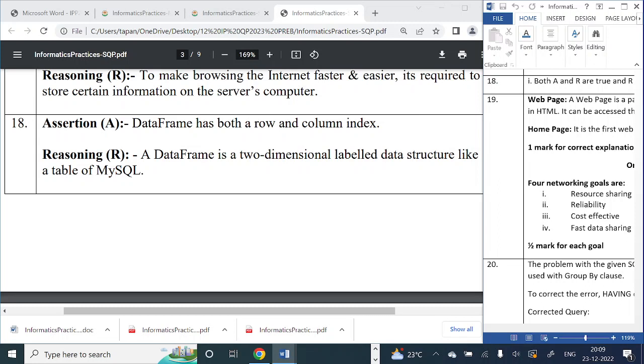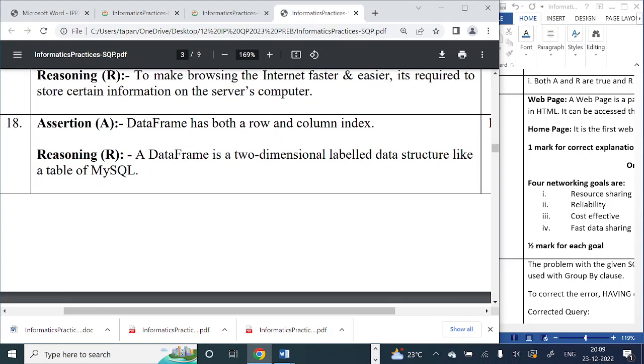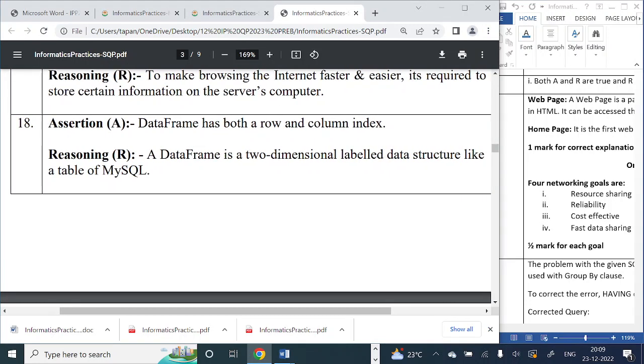Now question number 18, data frame has both a row and column index. Yes, a data frame is a two-dimensional label data structure like a table of MySQL. Yes, it is a two-dimensional. So it is explaining the A, that is first option will be correct where both are true and R is the correct explanation of A.